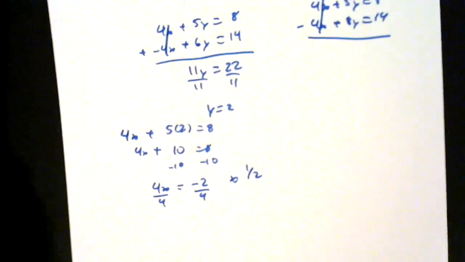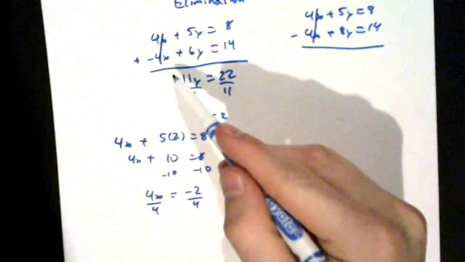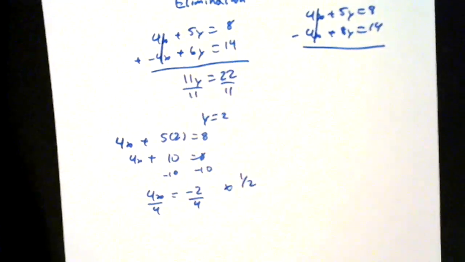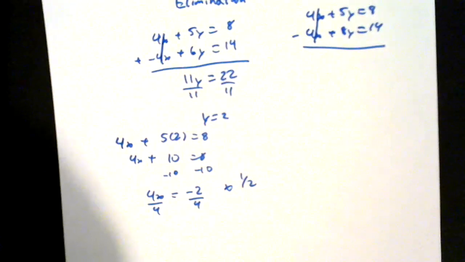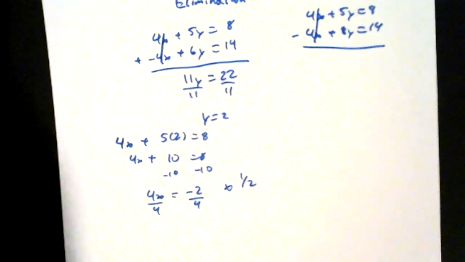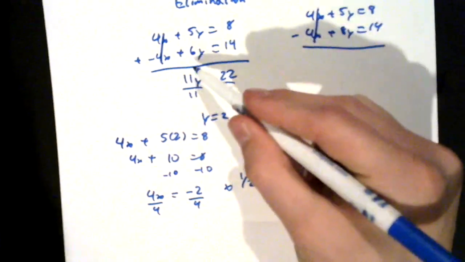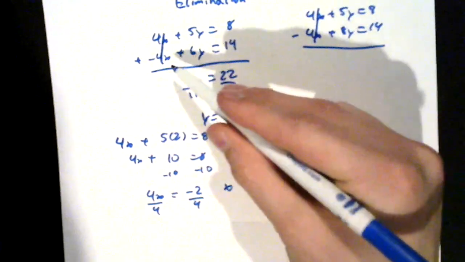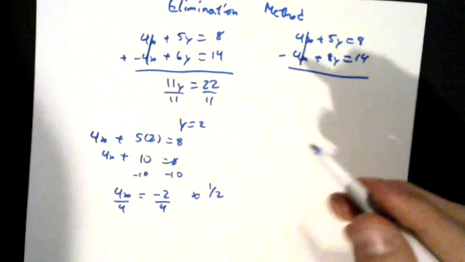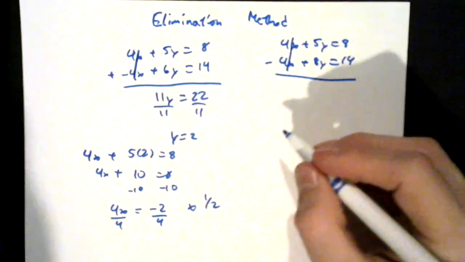And basically, you can plug it into this one. Negative 4 times a negative half gives you a positive 2. And 6 times 2 is 12. So 2 plus 12 is 14. So that works.